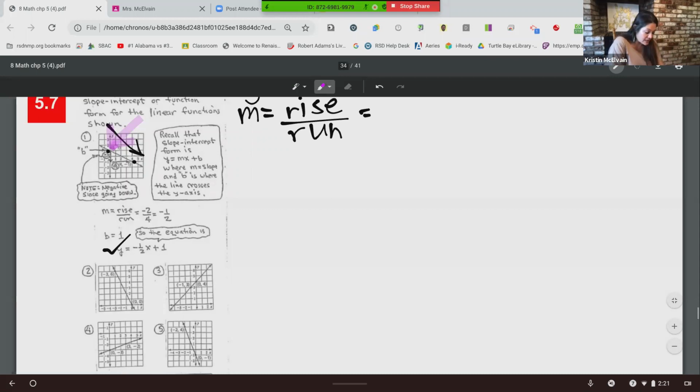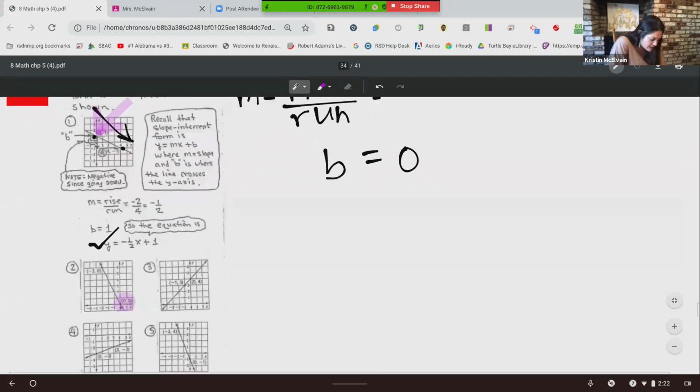Okay, so when I look at number 2, I see that it crosses at 0, 0. So remember when we were doing the review in chapter 4, we were circling whenever x was 0, so we knew our b. There it is there. So I already know that b is 0. So now I need to do my rise over run, and I'm simply going to count.